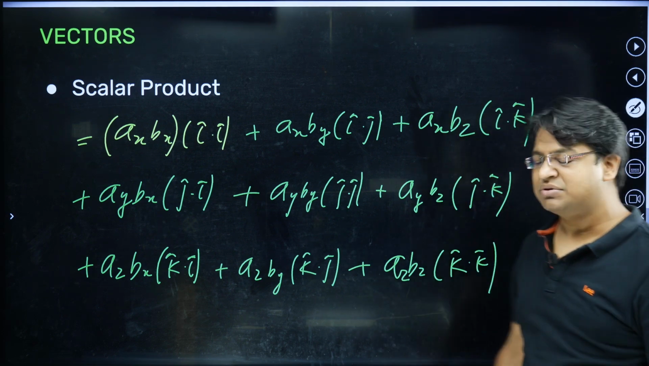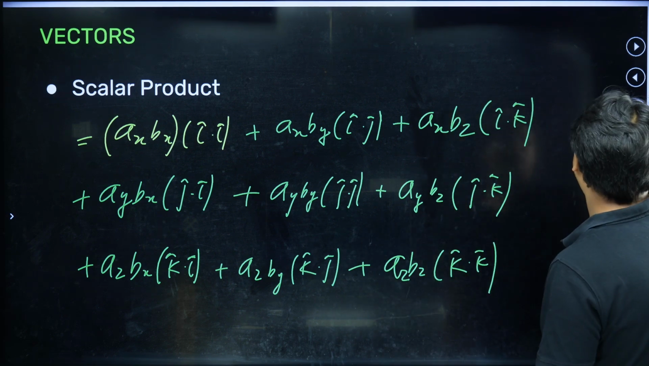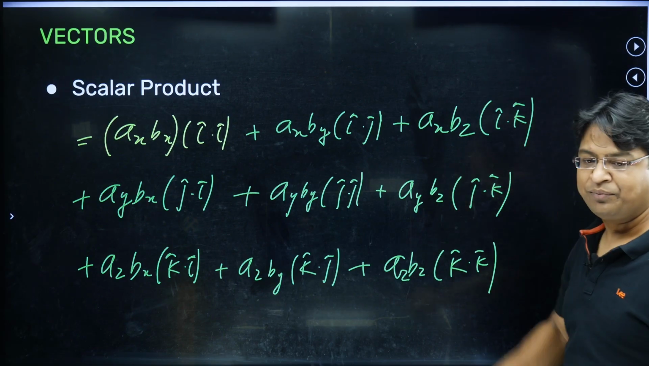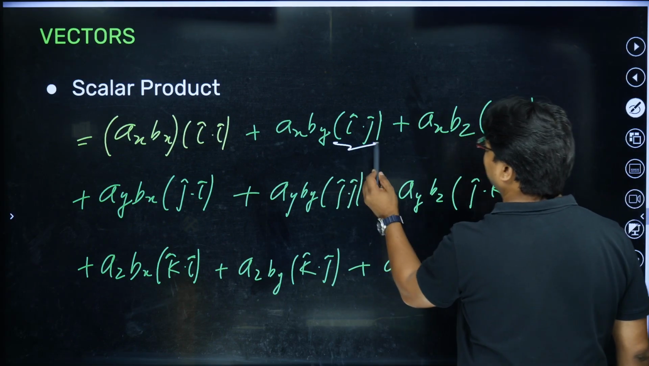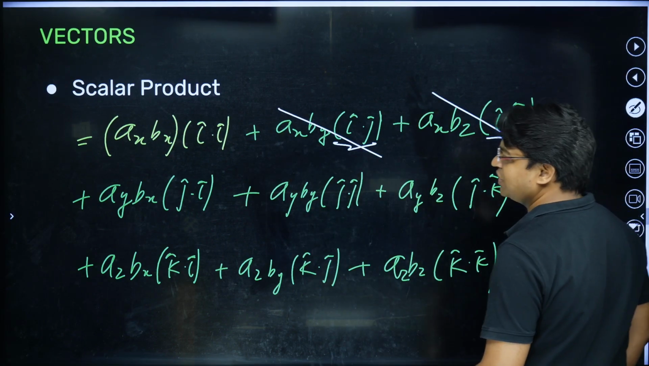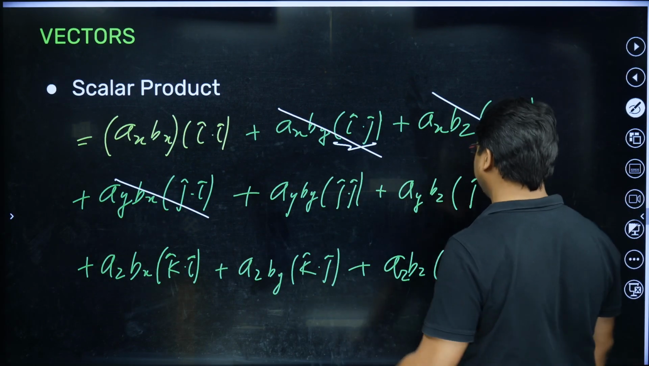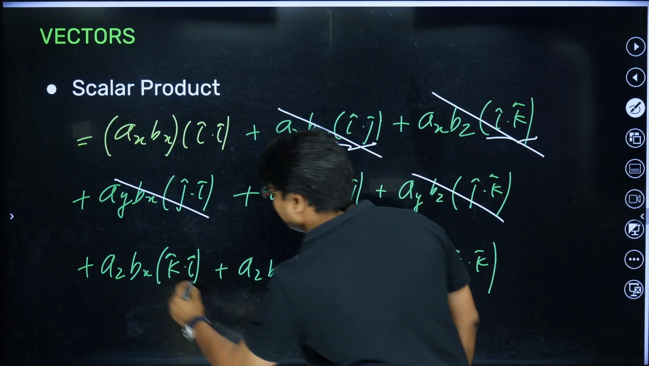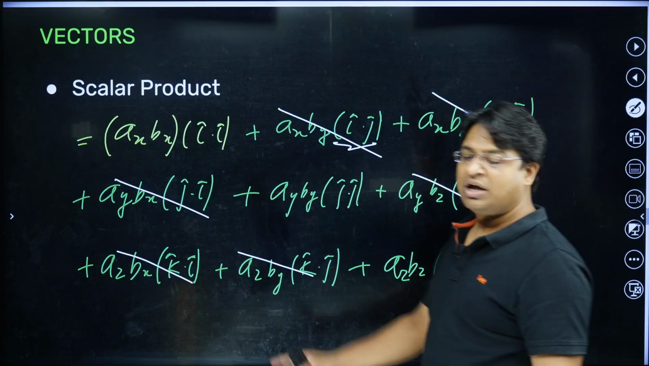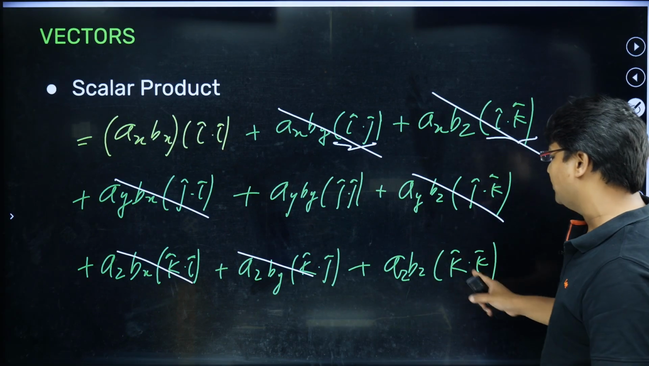So we got our 9 terms. And notice, out of these 9 terms, 6 are 0. Wherever we are getting I dot J, I dot K, all these terms are 0. So J dot I is 0, J dot K is 0, K dot I is 0, K dot J is 0. So we are left with 3 terms only. I dot I is 1, J dot J is 1, K dot K is 1.